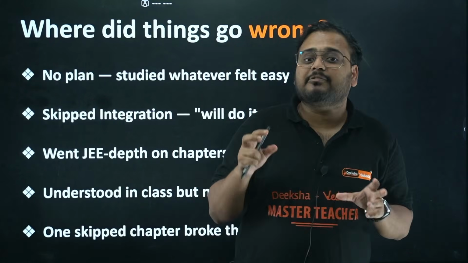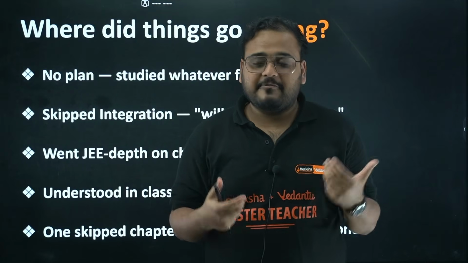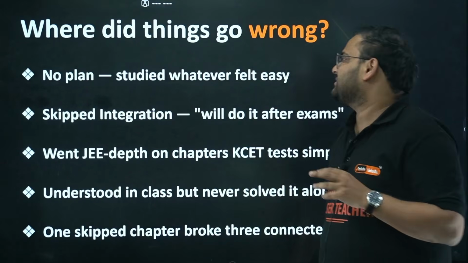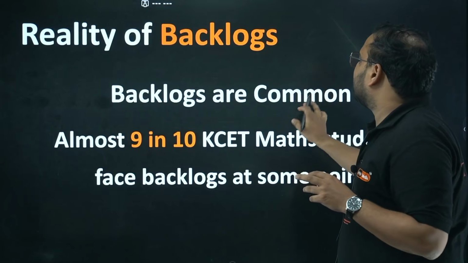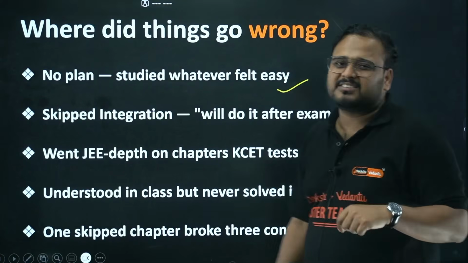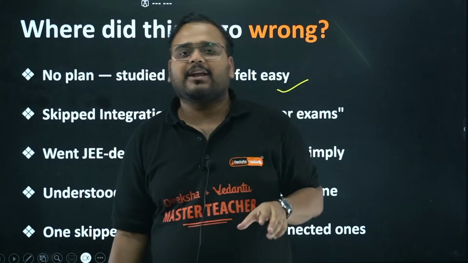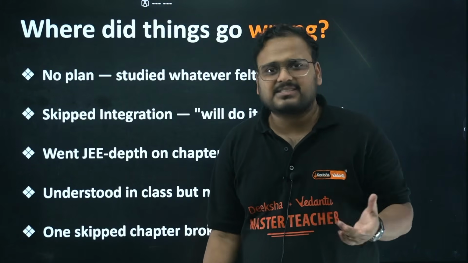What did we think when it started to fall apart for us? Where did things go wrong? No plan, studied whatever felt easy. This is our priority, we always try to stick to this. Sir, relation and function is easy, I'll always start with that only. Two concepts are there, one-to-one function and equivalence relation. I'll start with that. Yes, it is easy.